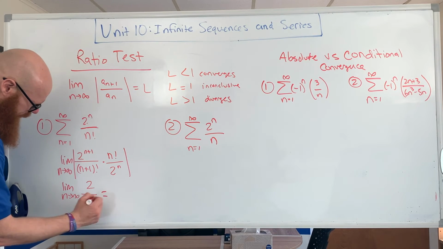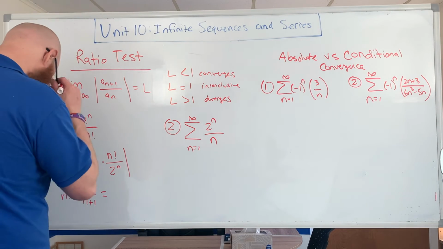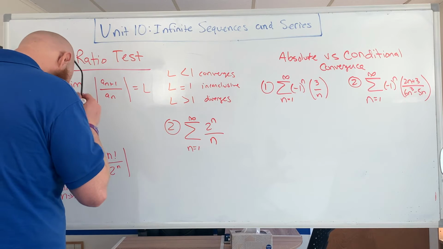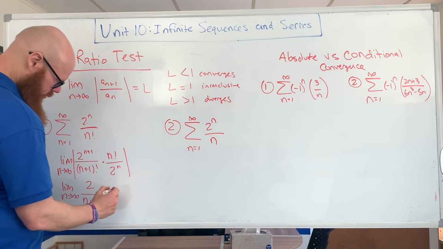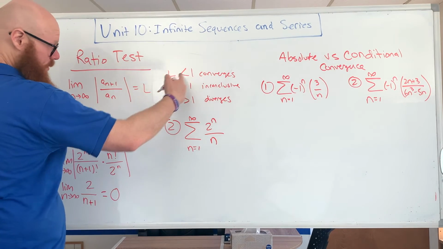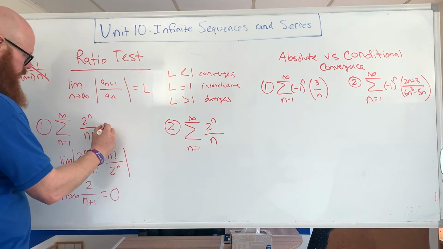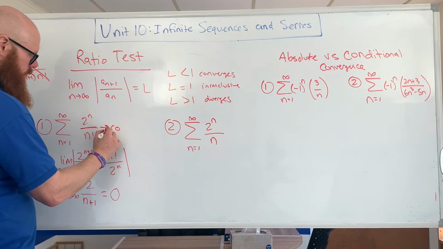And if we take that limit, then that's going to be 2 over infinity, which is 0. 0 is less than 1, so this original one converges.